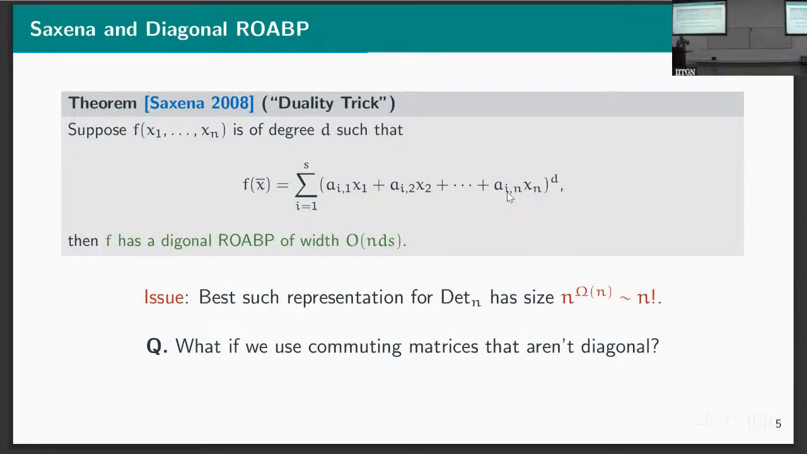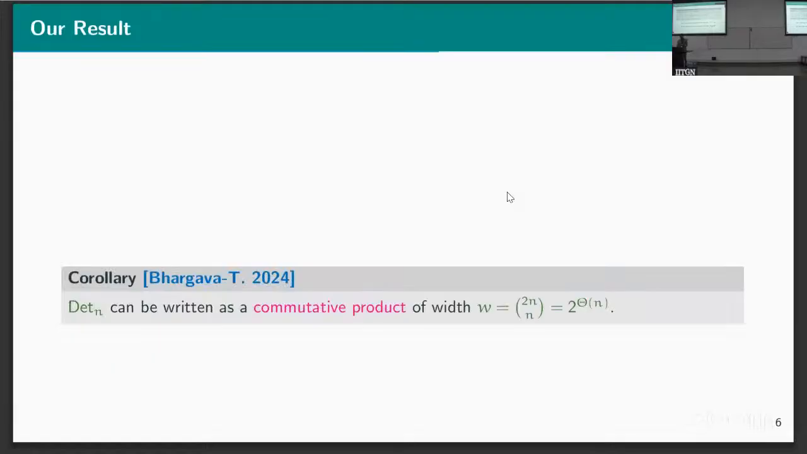Yeah, but remember, we are still using diagonal matrices. We are not really using the power of the freedom that we have to use any commuting matrices. So how do we bring that in? Right, you seem to need a more general trick than this. And that is what we do.